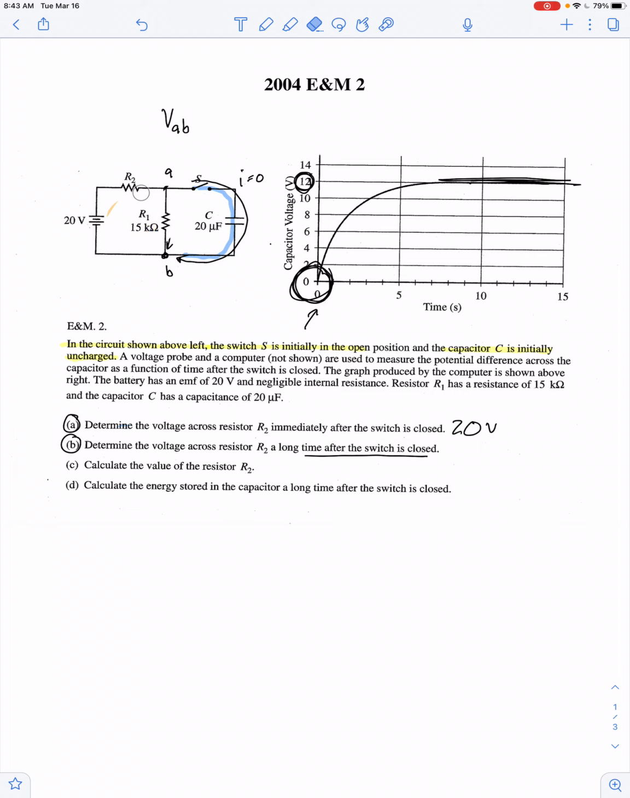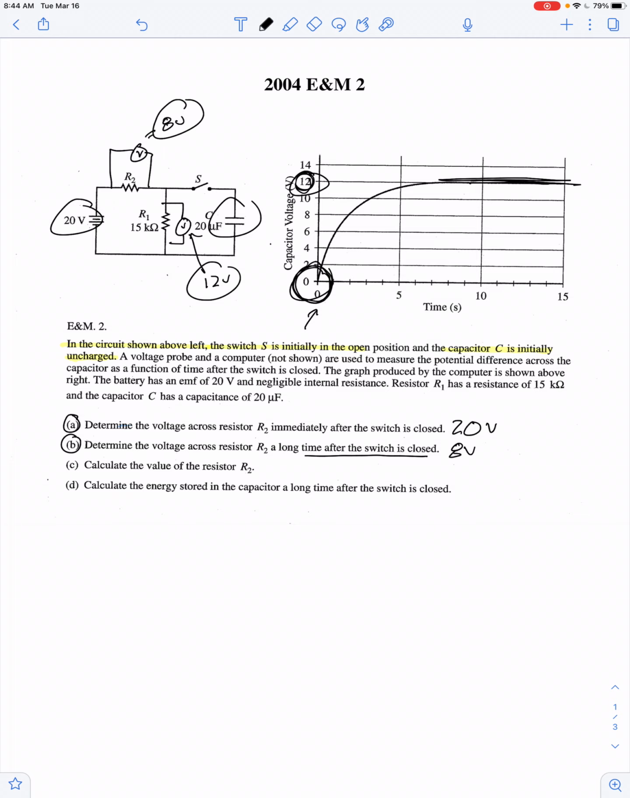In other words, if we take our 2 voltmeters and connect them across the 2 resistors, and we know in the steady state, this voltmeter reads 12 volts because it's in parallel with the capacitor, which reads 12 volts in the steady state. And so by Kirchhoff's loop rule, this one has to read 8 volts, so that the two voltages across the resistors add up to equal the voltage of the battery. So there we have it, 8 volts.